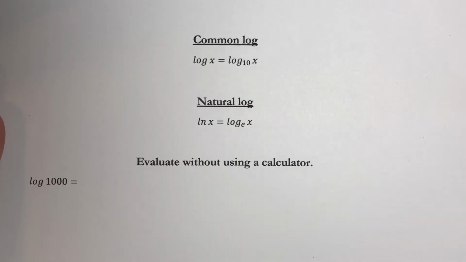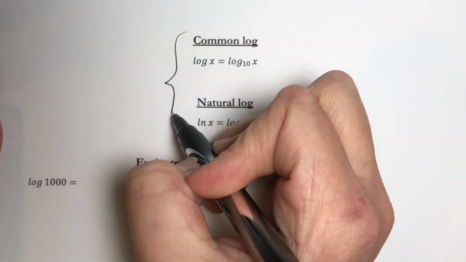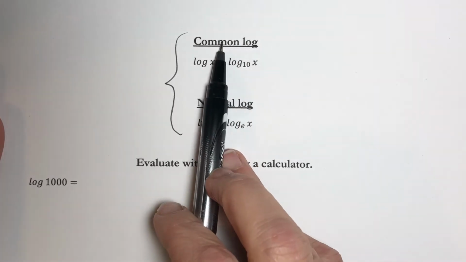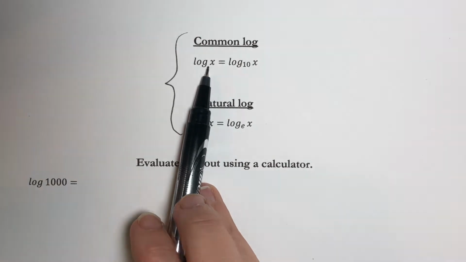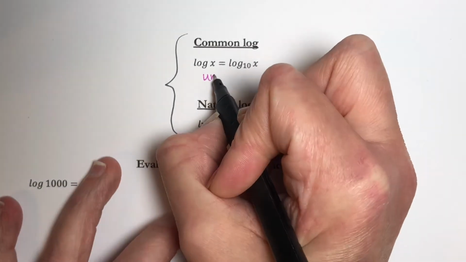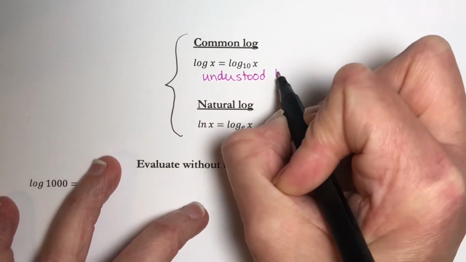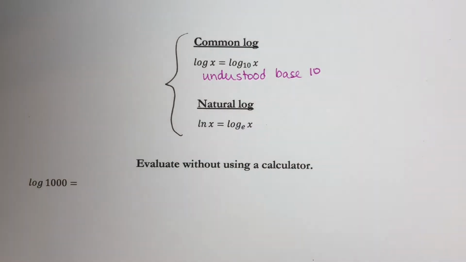This is part 3 of section 4.2. We have 2 special logarithms. We have what we call common log, where you don't see a base written. So if you have log and there's no base, this is an understood base of 10.